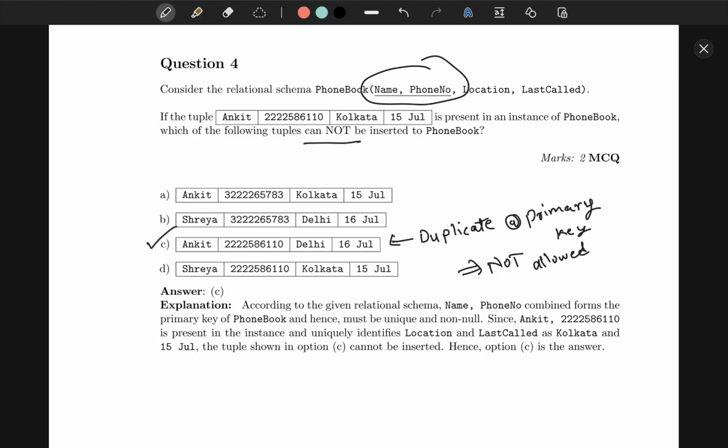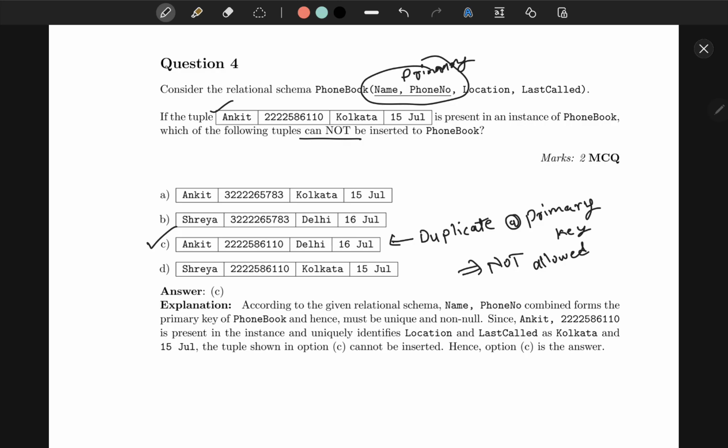The fourth question asks, it's given a relational schema of phone book which has 4 attributes as given. So if it gives us a tuple and asks which of the following tuples cannot be inserted in the phone book. Now as you can see, the name and the phone number are the primary key here, so they have to be unique and they cannot be null. All of the entries are not null, so we just have to find the unique entry. But we are asked which cannot be inserted, so we have to find which is duplicated.